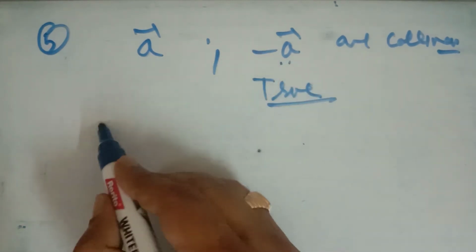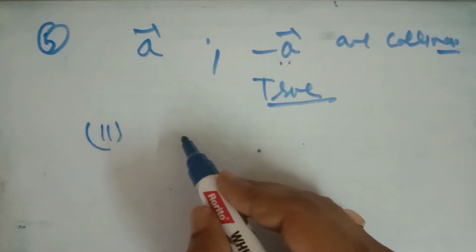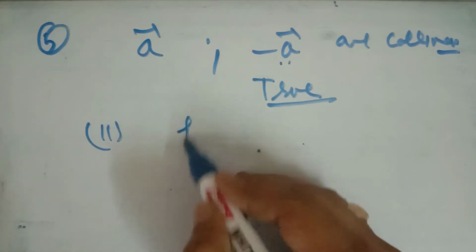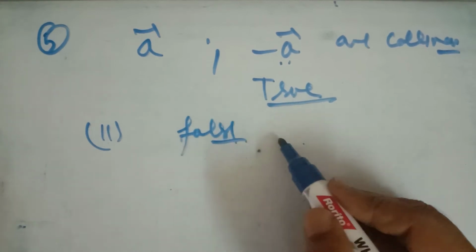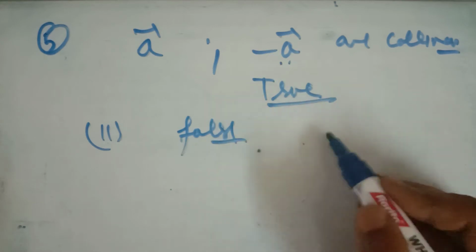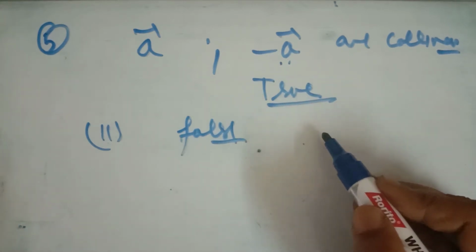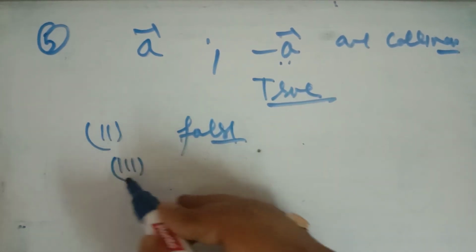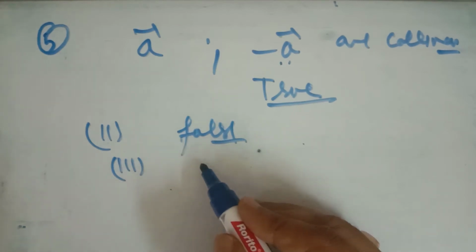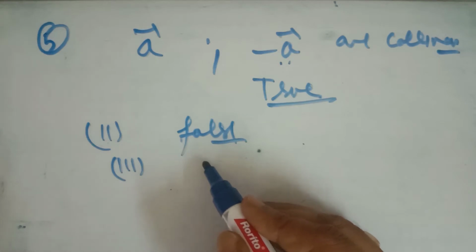The second part says that collinear vectors are always equal in magnitude. False. Collinear vectors are those vectors which are parallel to a given vector. They can be in the opposite direction or the same direction, and the magnitude can be different. So it is false. After that we have the third part. It says, two vectors having the same magnitude are collinear. Read it from your book: it is telling the magnitude is the same and saying collinear.